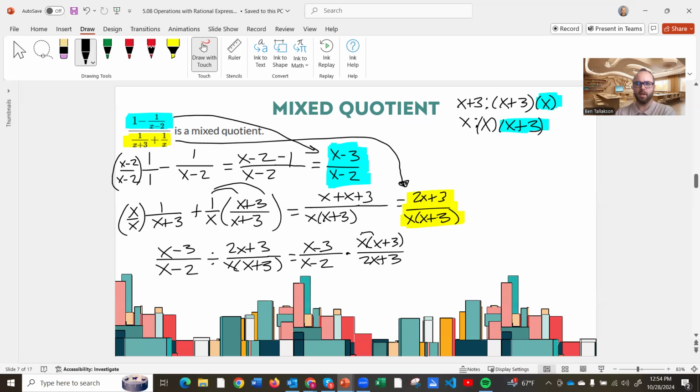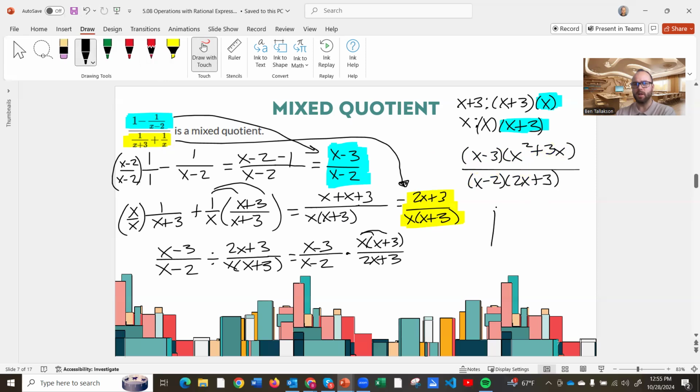So the easiest thing to do right now is just distribute that x. So we're going to get x minus 3, that's still hanging out over here, right? Times x squared plus 3x. You could put parentheses around this too if you like that. And then we're going to have x minus 2 times 2x plus 3. So we have a binomial times a binomial, and same thing here. What do we do when we have that situation? Well, we need to use the box method, right?